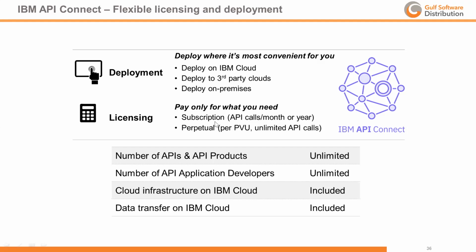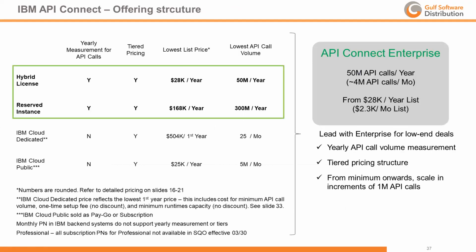A subscription is based on the number of API calls per month, and perpetual licensing will give you unlimited API calls per month. So for subscription-based licensing, which is a hybrid license model, we are looking at about 28K for 50 million API calls per year, which is quite a substantial number of API calls per year. And this is across all environments, of course.